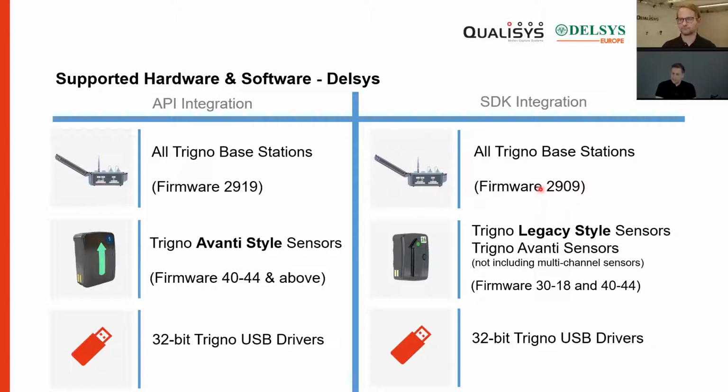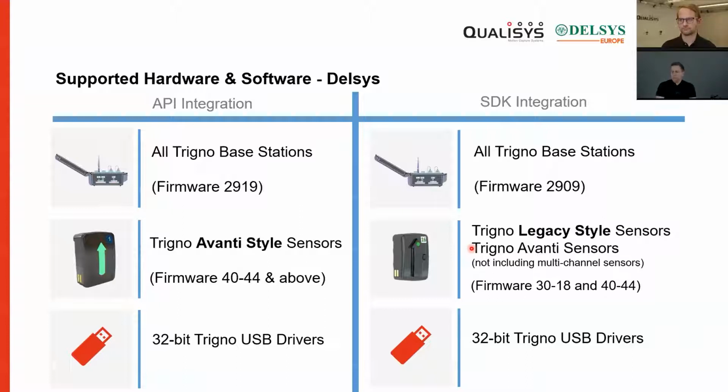For the SDK integration, this is where we support the Trino legacy style sensors. These are the ones with the raised arrow on the front of the sensor, with the small LED and the push button on the front. This is what we describe as our legacy style sensors. We still also support the Trino Avanti sensors within our SDK integration with QTM, but it doesn't include the multi-channel sensors that we're showing today, such as the Trino Quattro or the Trino Duo, or perhaps other future iterations of Trino sensors as we step forward.